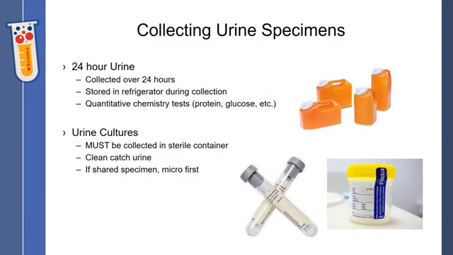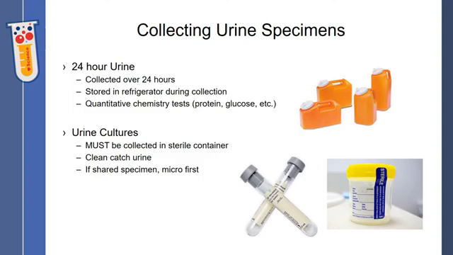24-hour urine specimens may be collected for quantitative chemistry tests. So maybe a 24-hour urine protein or a 24-hour urine glucose. I believe they collect these at some point during pregnancy and test 24-hour urine specimens, so you'll see that from pregnant women pretty often. The orange jugs up there are collection containers for 24-hour specimens. And a note about these, they really need to be refrigerated during collection.